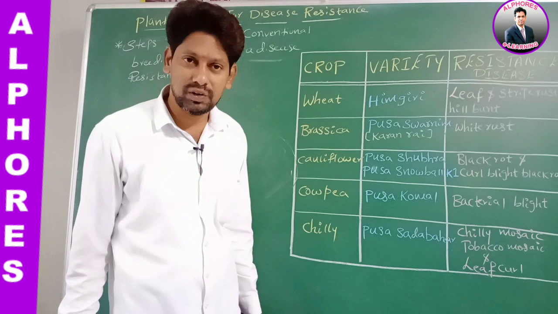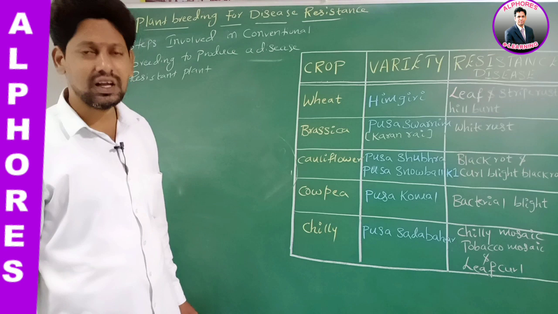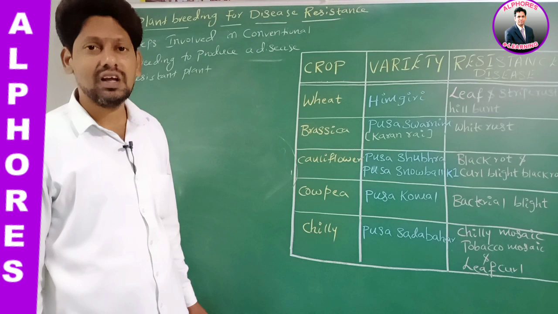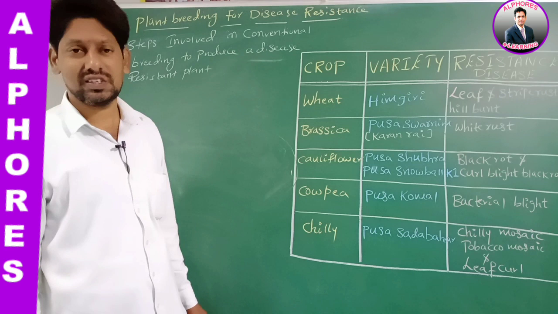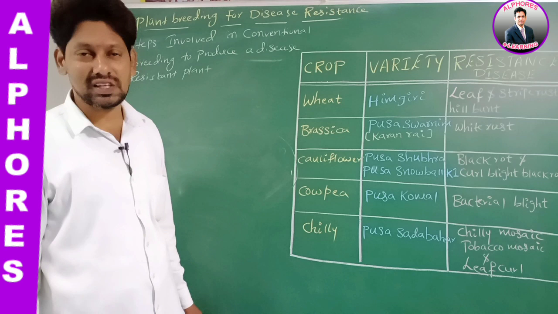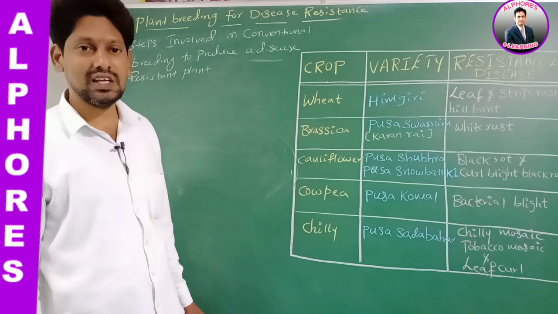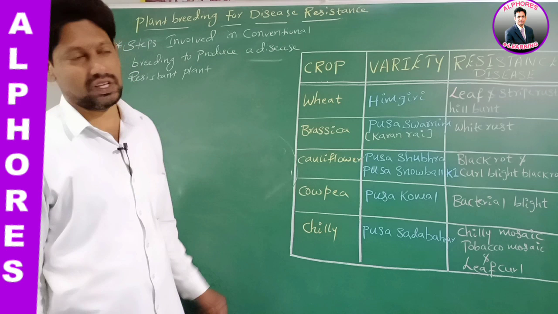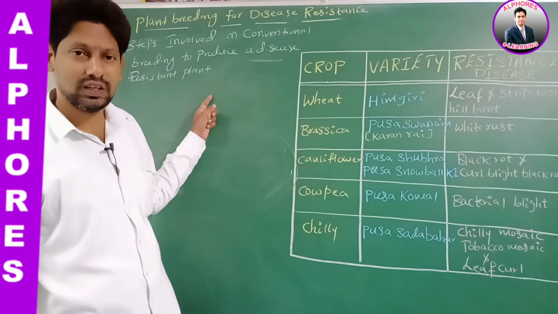What is the second one? Evaluation and selection of parents. Number three, cross hybridization. Number four, selection and evaluation of recombinants. Number five, test, release and commercialization of new cultivar. We already discussed these five steps in detail. Therefore, the same five steps are involved here also. Is this statement okay?